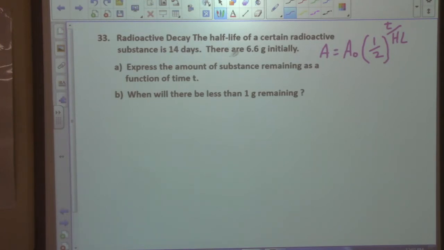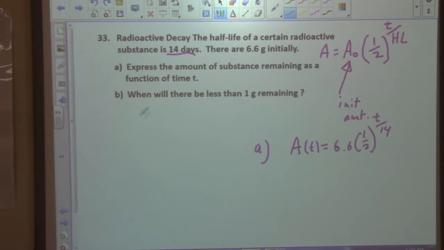And so we can substitute in to see what happens. This is in the place of our initial amount. And so we can go ahead and plug in. We have A of t equal to 6.6 times 1/2 to the power of t over our half-life of the substance, which is 14. So that's a function we can use to find this out, and this is our answer to part A. Does that make a little bit of sense? And this ties in with some of the equation variations we've looked at up till now as well.